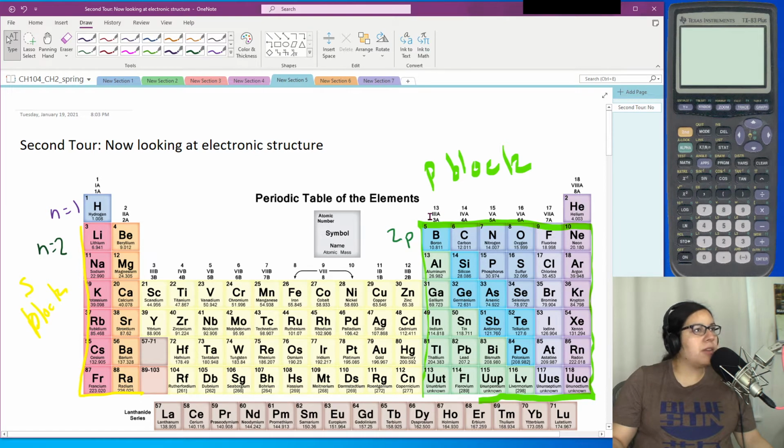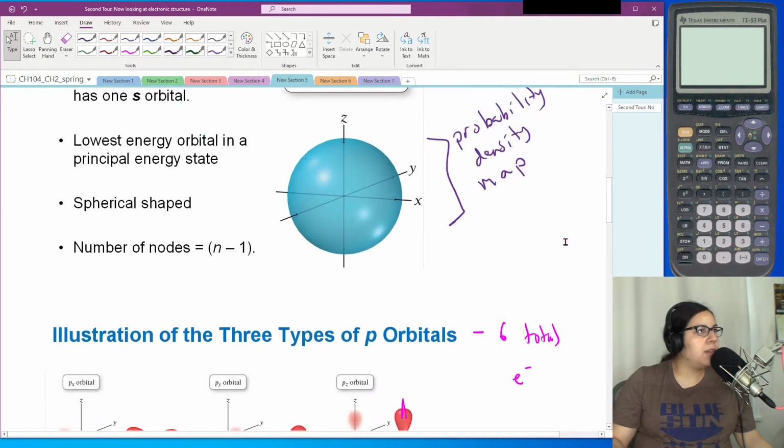So neon, of course, it's a noble gas. We said that these were unreactive, and so it's unreactive since it has its 2p shell filled up.